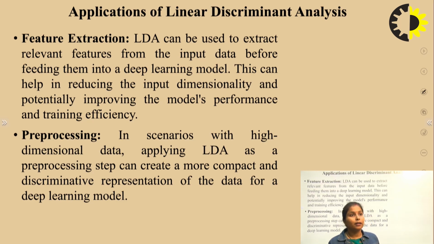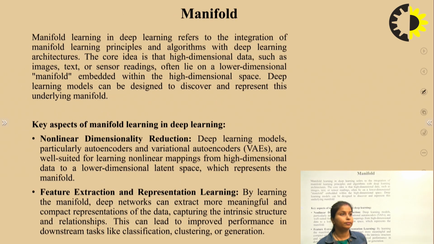Applications of linear discriminant analysis, or LDA. First, feature extraction. LDA can be used to extract the relevant features of high dimensional data before feeding them into the deep learning model. This can help in reducing the input dimensionality and potentially improve the model performance, training efficiency, or accuracy. Pre-processing. In scenarios with high dimensional data, applying LDA as a pre-processing step can create a more compact and discriminative representation of the data for a deep learning model.